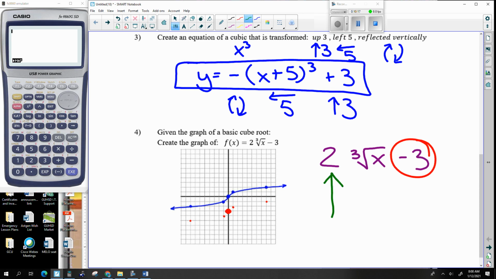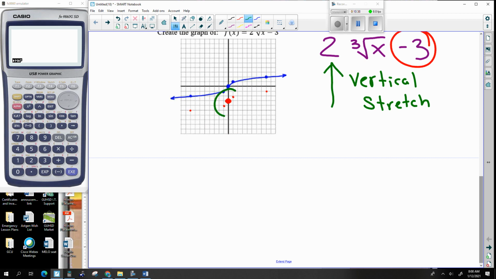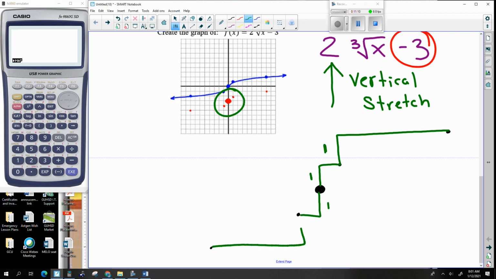What this outside 2 does, this is called a vertical stretch. And what a vertical stretch is, think of the differences that we have in between these dots. So for instance, I'll zoom in here. If I zoom in, I have this center dot and these two little minor dots, and then I have these other dots out here. This has a vertical difference of 1 between that first dot and that second dot. And from that dot to that dot, again, it has a vertical distance of 1. Same way going down, a difference of 1 and a difference of 1. So the up and down distance between these dots is 1.